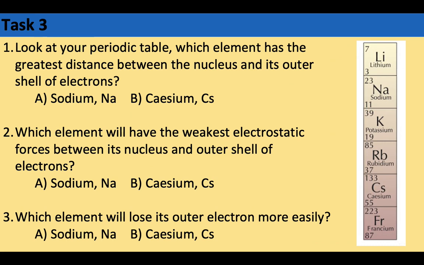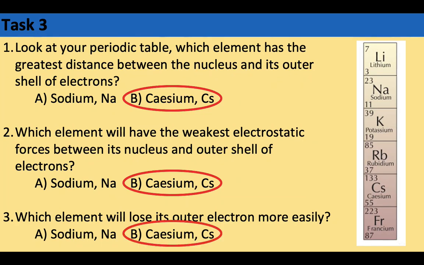Okay, right. Multiple choice task for task number 3. Read through those questions and then just write down, in each case, is the answer A, sodium, or B, cesium. Pause the video now and have a go at that for me. Okay, so looking at the periodic table, which element has the greatest distance between the nucleus and the outer shell electrons? It's got to be cesium. Which element will have the weakest electrostatic forces between its nucleus and its outer shell of electrons? It's got to be cesium. And then which element will lose its outer shell electron more easily? Again, it's got to be cesium.